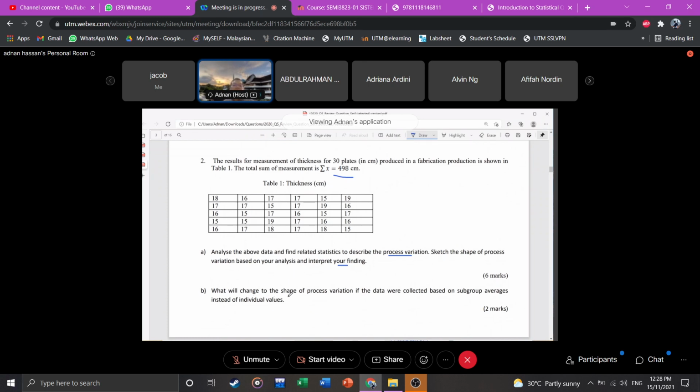What will change the shape of process variation if data were collected based on subgroup instead of individual? This is related to the central limit theorem. The mark is 2. It's just to get your understanding of the concept.